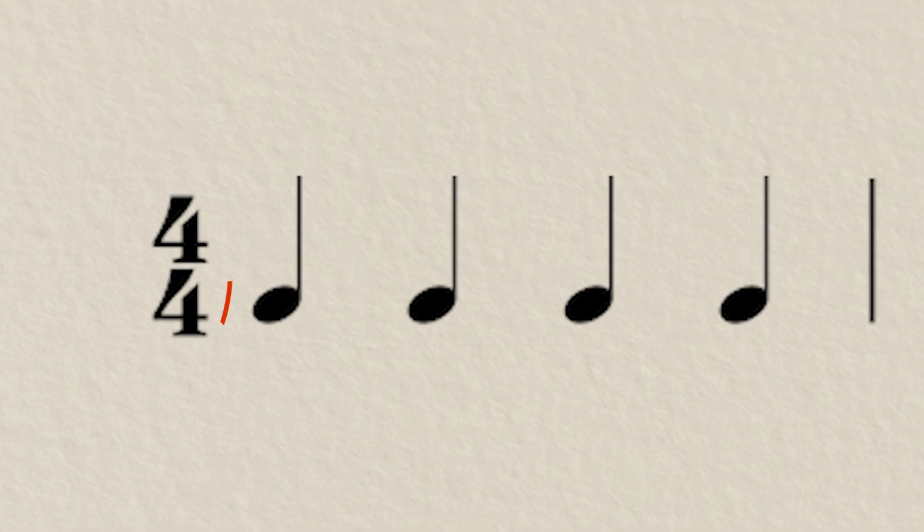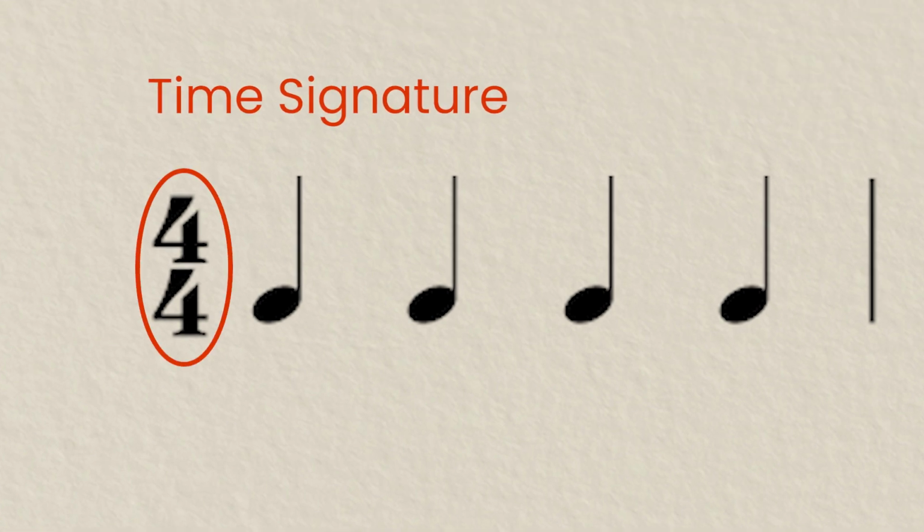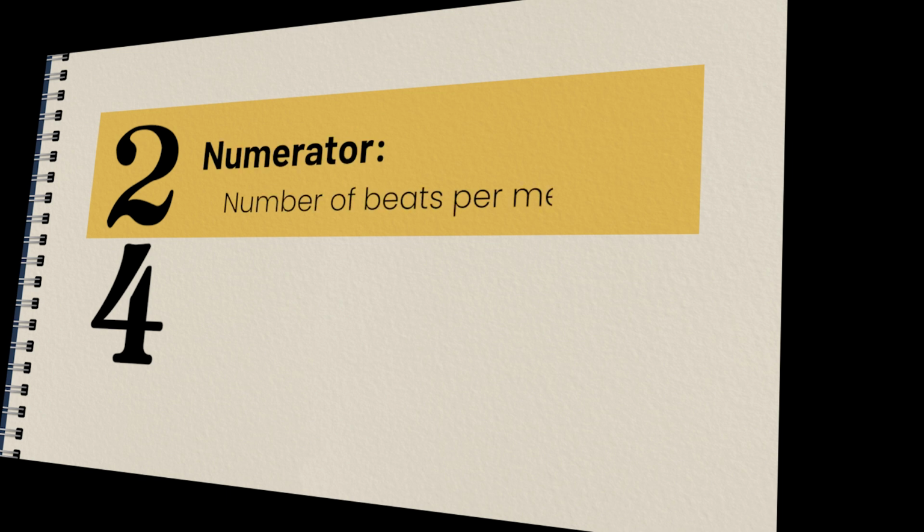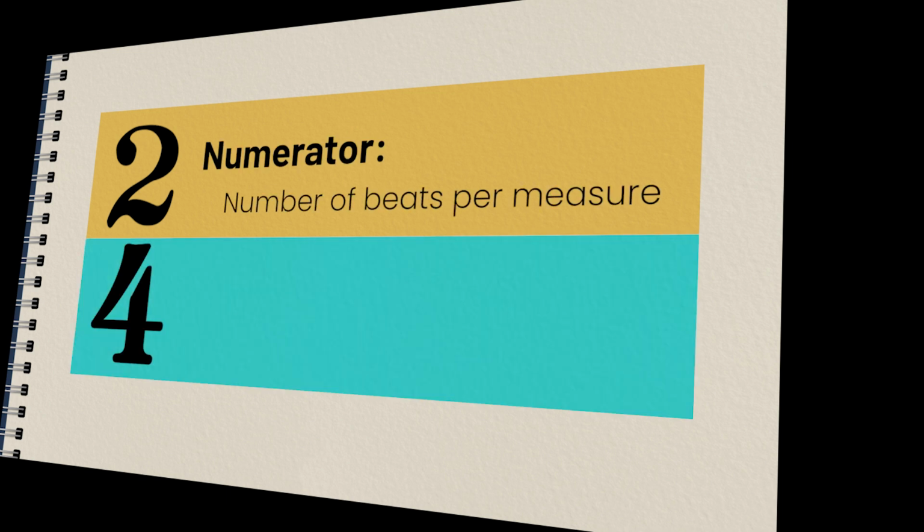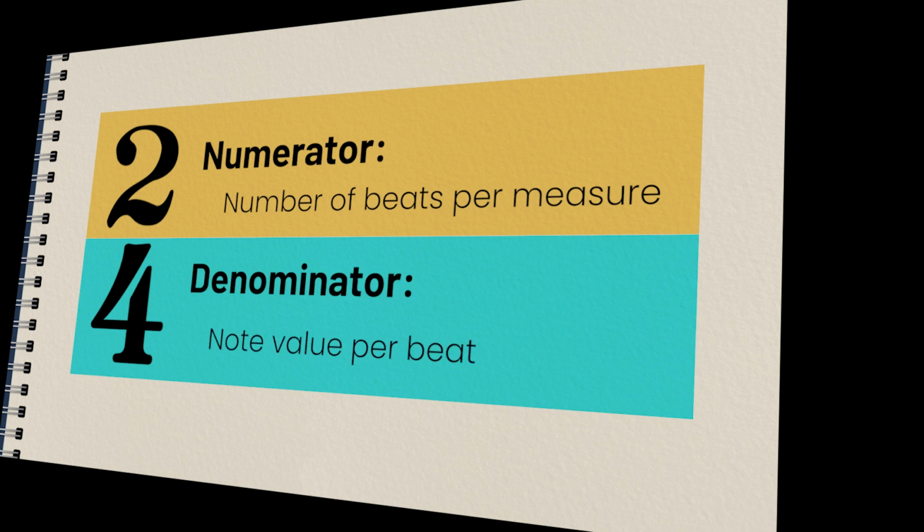The time signature, found at the beginning of a piece of music, defines the metric structure and how the music is divided into measures. It consists of two numbers stacked vertically. The top number, also called the numerator, indicates how many beats are in each measure. The bottom number, also called the denominator, shows which note value represents one beat.